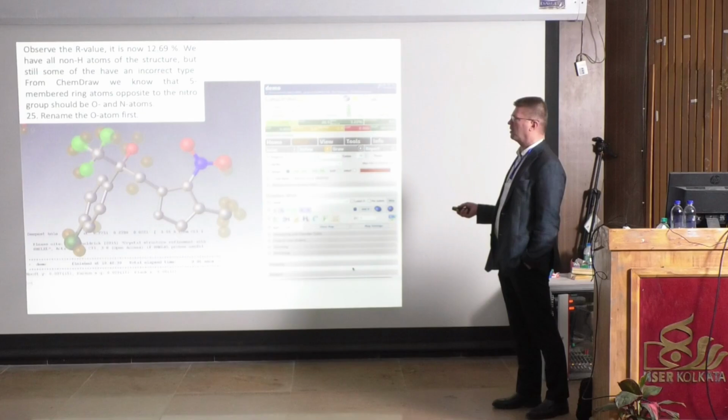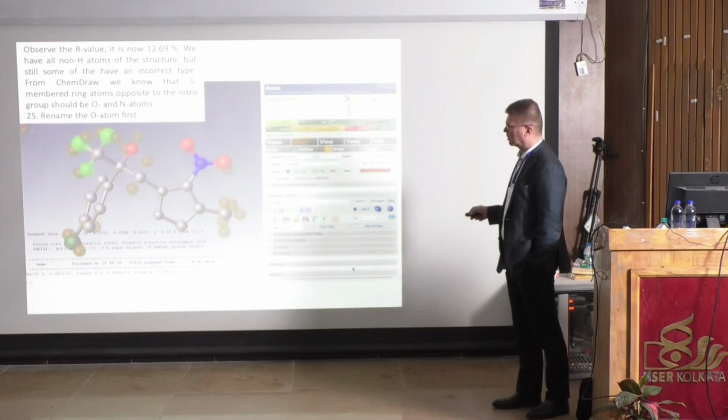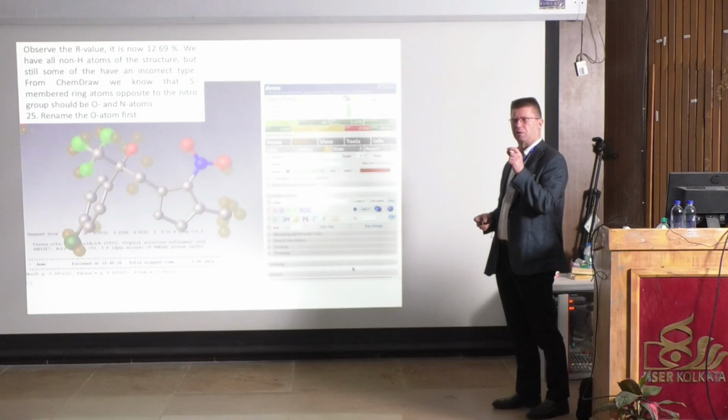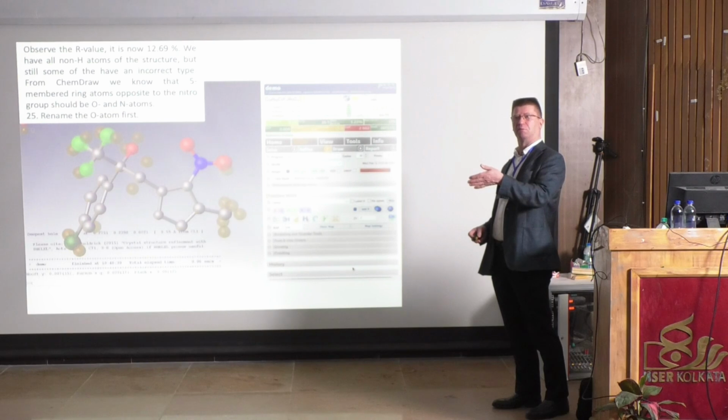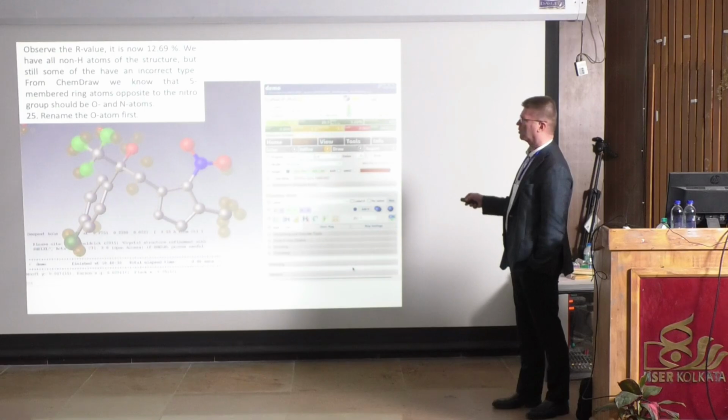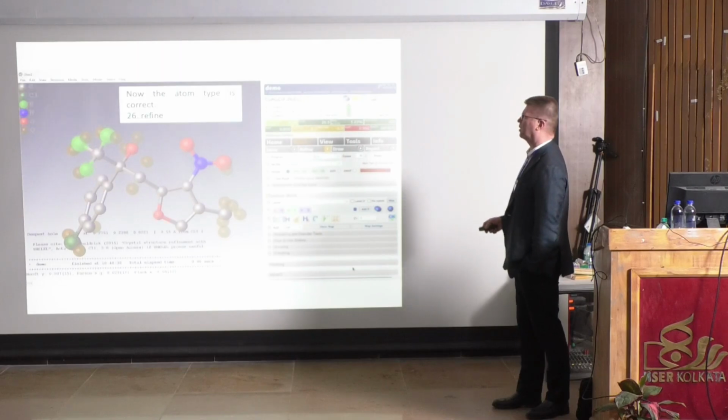And now if I have to make a guess, the actual idea is that if we put here, instead of an O atom, a carbon, it will have too many electrons for a carbon and it moves less. So the diameter of this ball is smaller. But we know that from the ChemDraw, so we don't have to guess. We know that this has to be the O atom. So we rename it, we just click here and name it as an O atom, and again repeat the same thing. Now the atom type is correct.